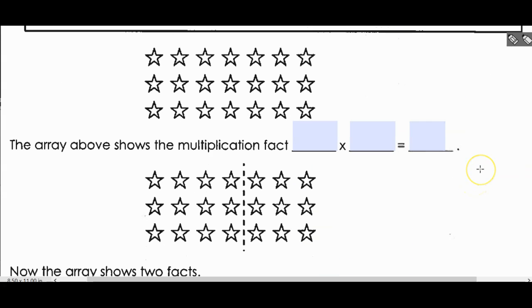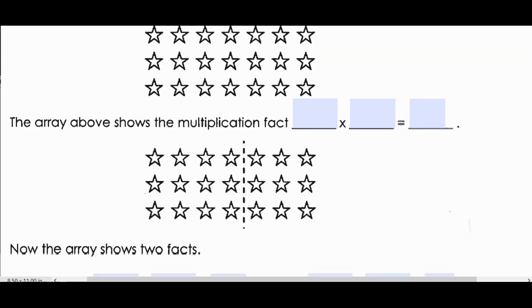So look at this one here. How many rows do I have? 3. How many in each row? 7. 1, 2, 3, 4, 5, 6, 7. So 3 times 7 is 21. So you have that.